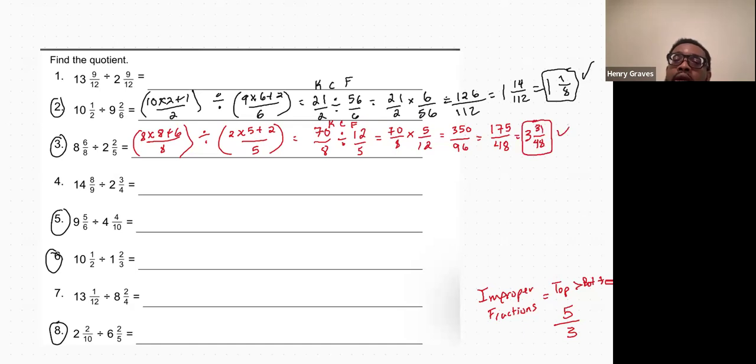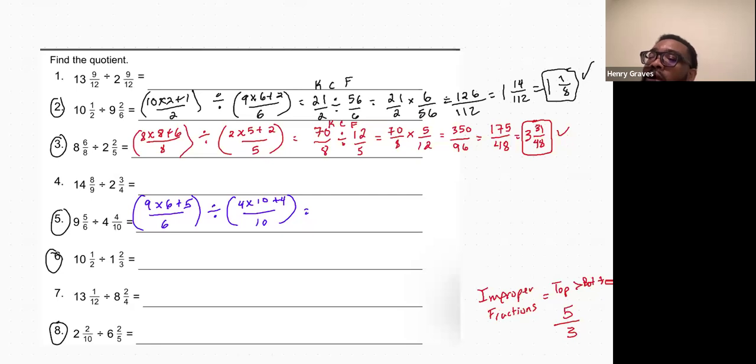All right, let's do another one. So I can do 9 times 6 plus 5 over 6. And I'm going to do 4 times 10 plus 4 over 10. As you can see, I'm converting my mixed numbers into improper fractions first. So do my math. 9 times 6 is 54, plus 4 is 59 over 6. 4 times 10 is 40, plus 4 is 44.